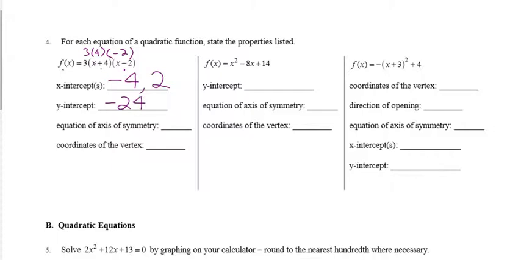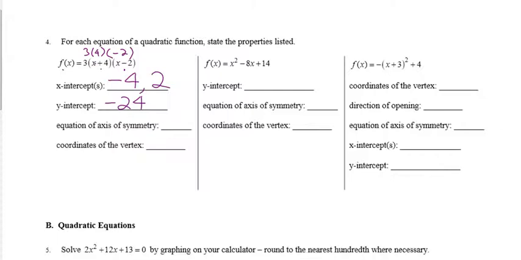Okay, so the y-intercept occurs when x is equal to 0. I set x to 0. That first set of parentheses becomes 4. The second set becomes -2. You multiply 3 times 4 times -2, -24.